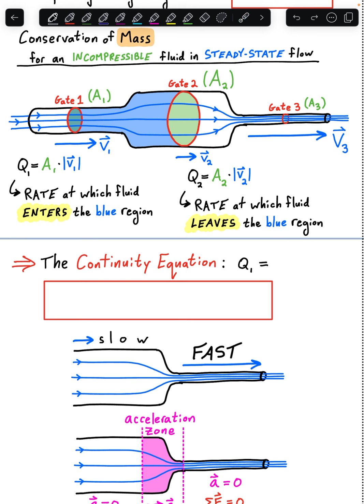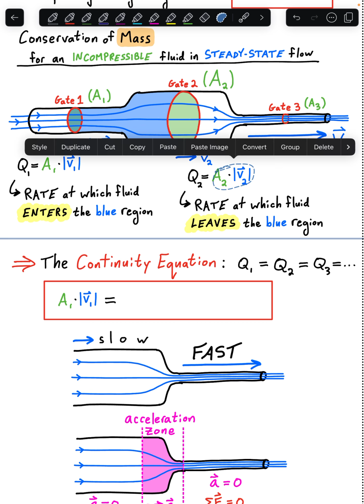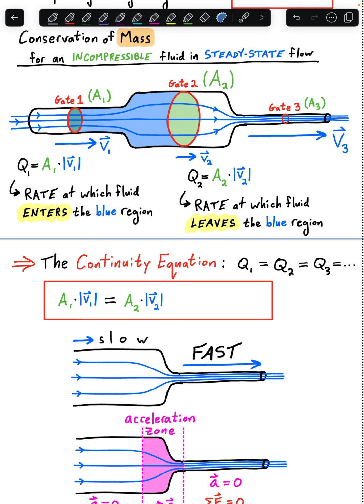And so that leads us to what we call the continuity equation, that the rate of flow through all the gates, any gate you can imagine in some pipe, they all have to be the same. And so then we can say that the product of cross-sectional area times speed must be the same at every possible gate. So A1 V1 equals A2 V2, and that'll equal A3 V3, etc.